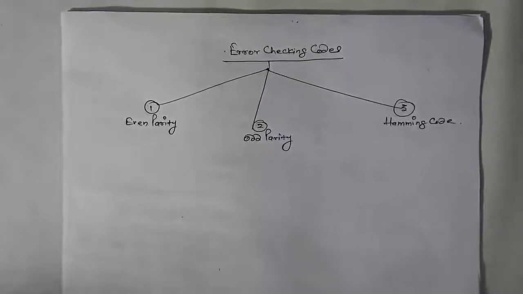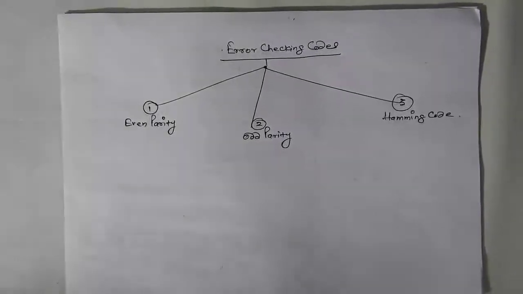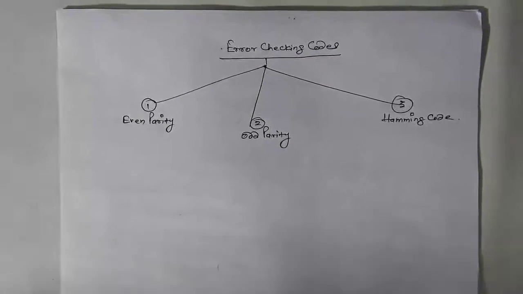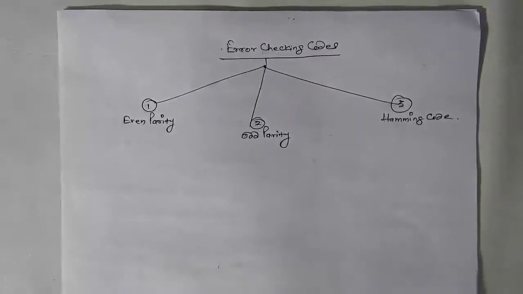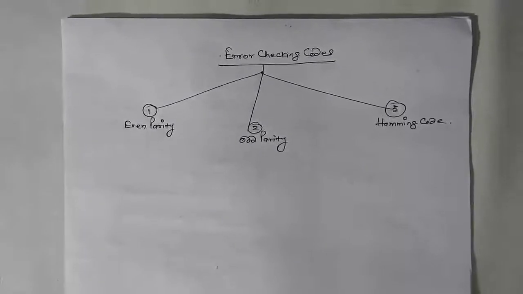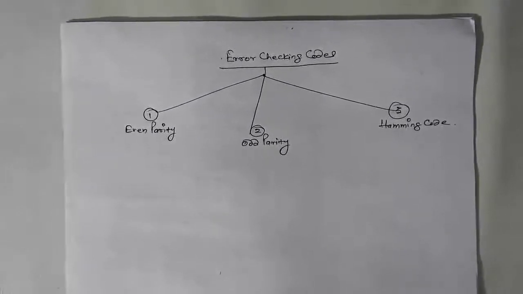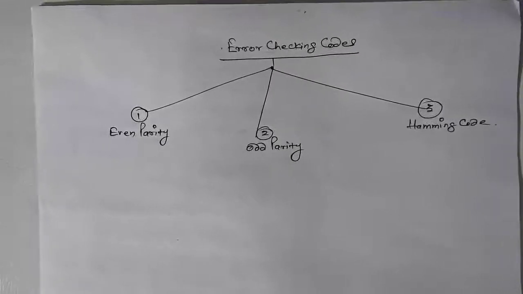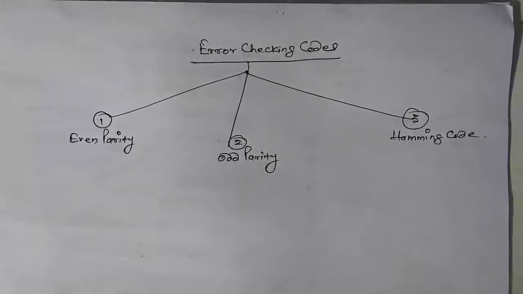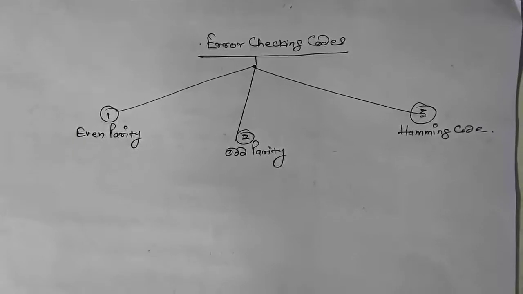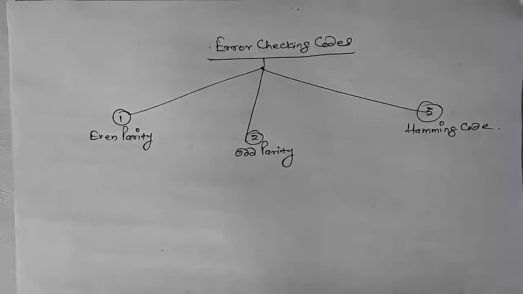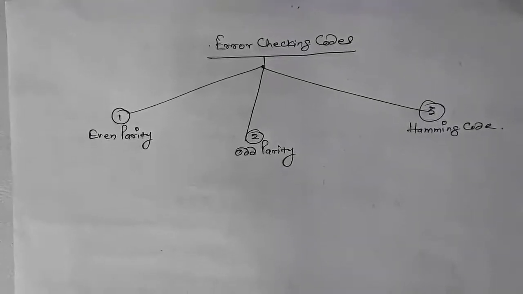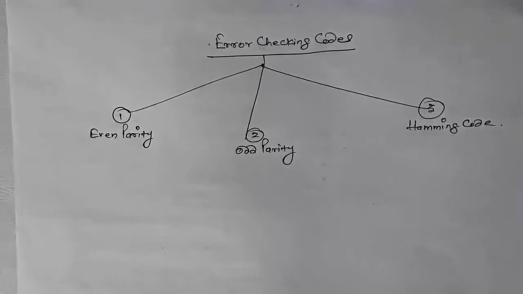In pulse code modulation, there is a very important thing being used: error checking codes. The error checking codes are broadly classified into three types: the even parity, odd parity, and the Hamming code. Even parity and odd parity codes are very simple.